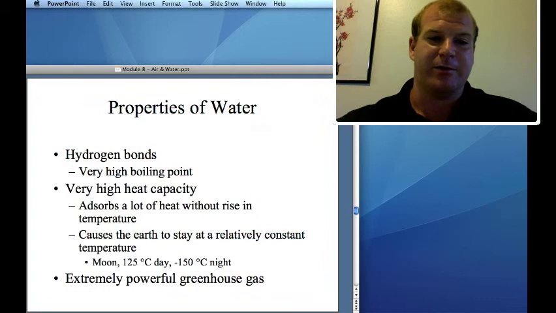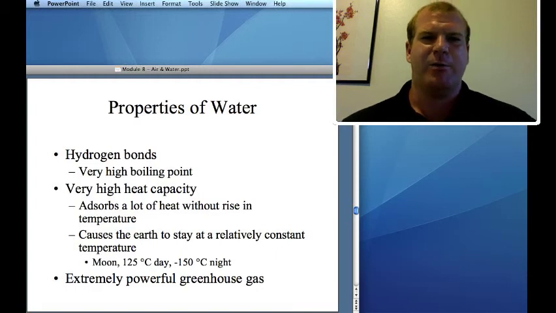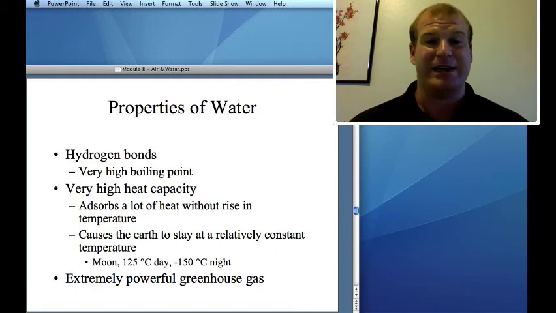So what's in water? Well, water has a very high boiling point. So water is 18 grams per mole, and it has a boiling point of 100 degrees Celsius at 1 atmosphere of pressure. That's very strange, given how light water is. Well, what gives it such a high boiling point is the hydrogen bonds.